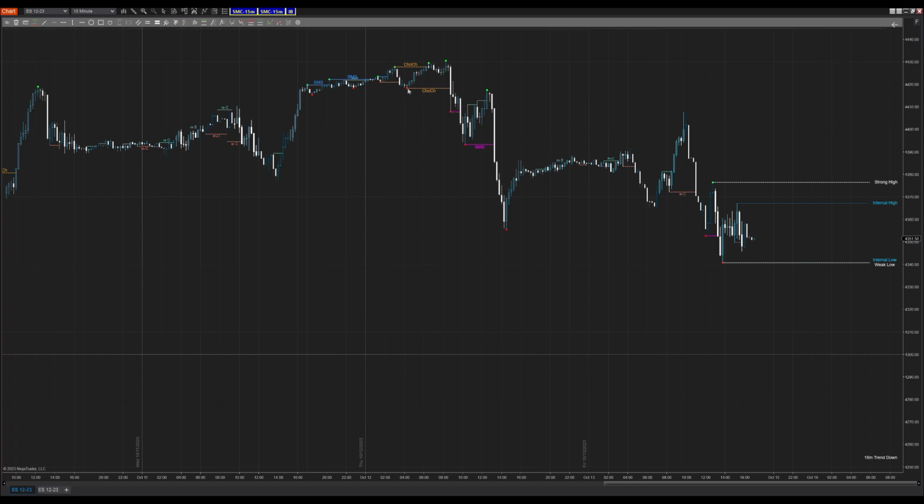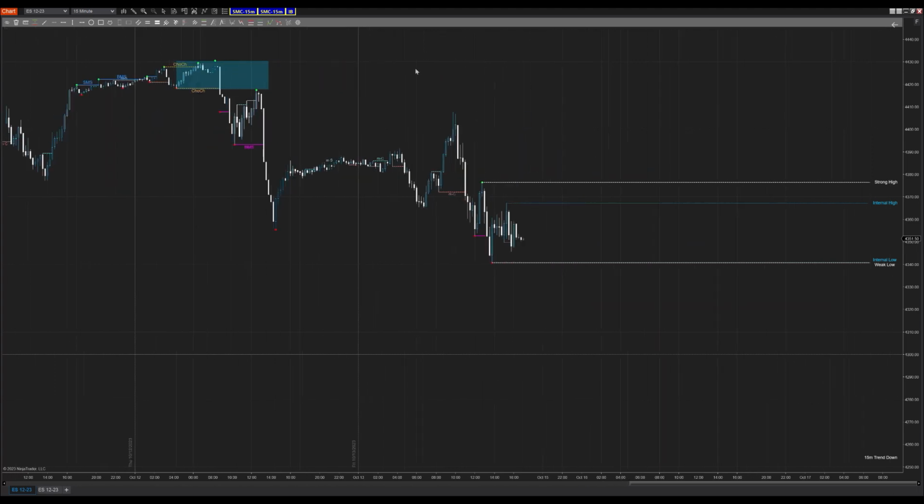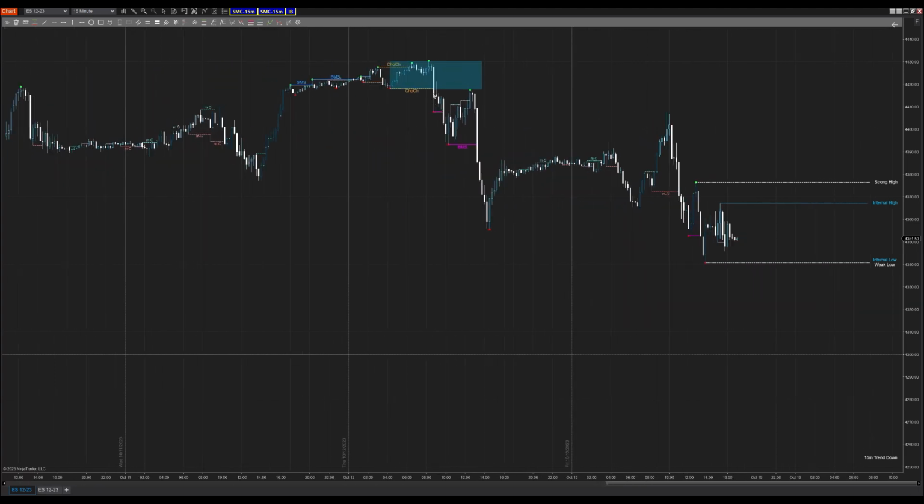Here's the break of structure. So the last swing higher before we break, this remains unmitigated. This swing up before we come down is unmitigated. So it's sitting here waiting, right?